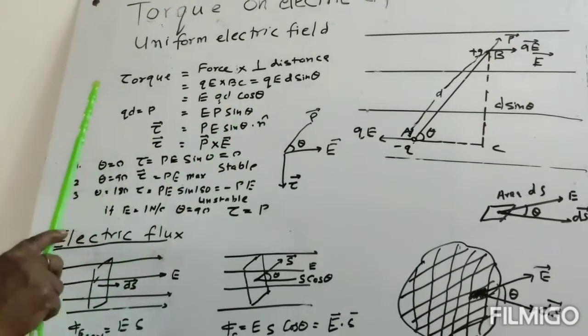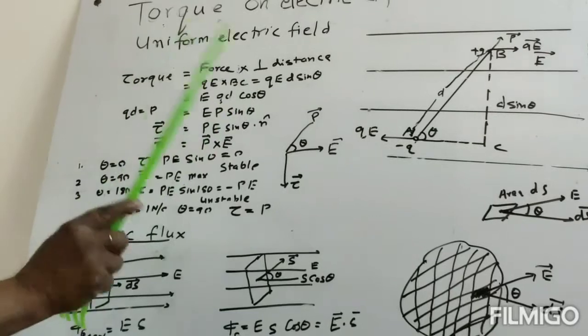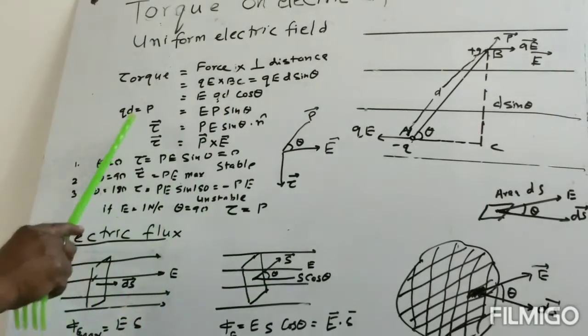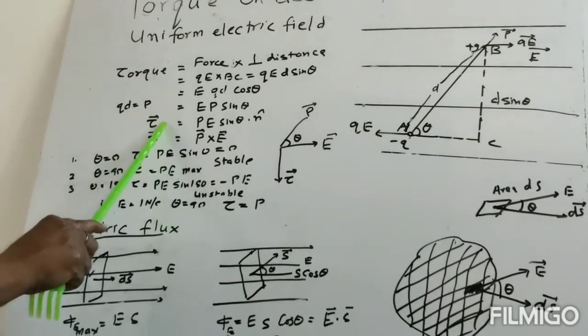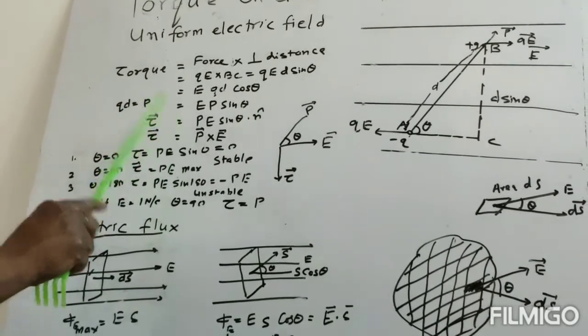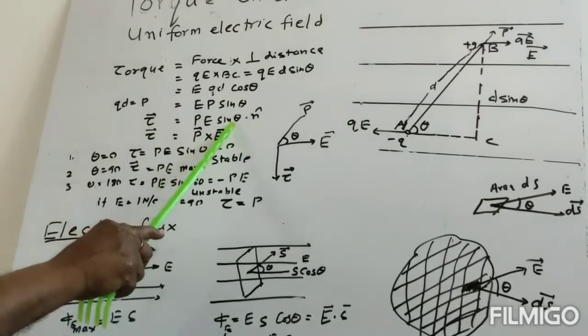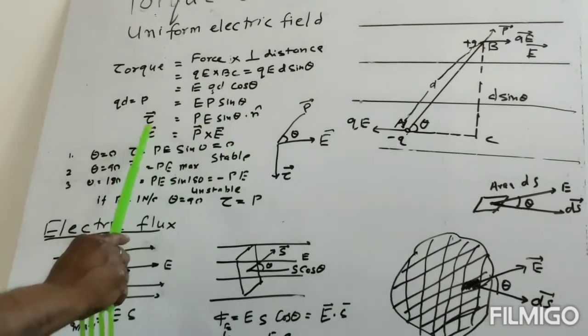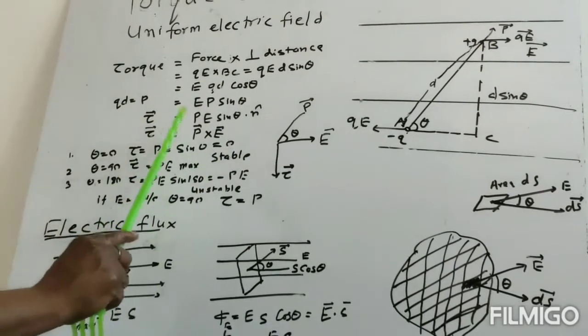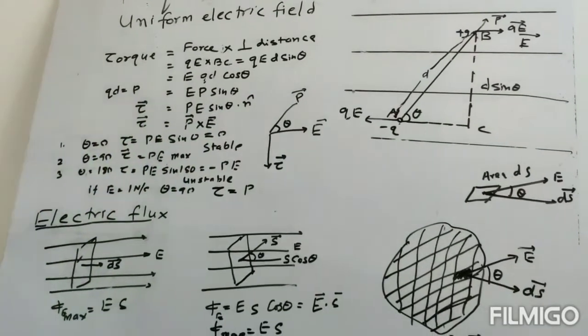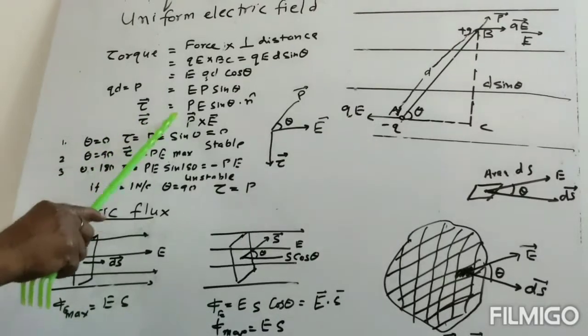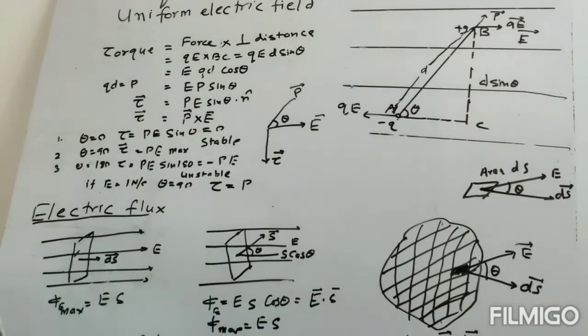Now it will give the direction, because torque is a vector quantity. So torque, which is represented by tau, vector tau is equal to PE sin theta into n cap, or we can write torque is equal to P cross E. So torque is the vector product of dipole moment and electrical field.